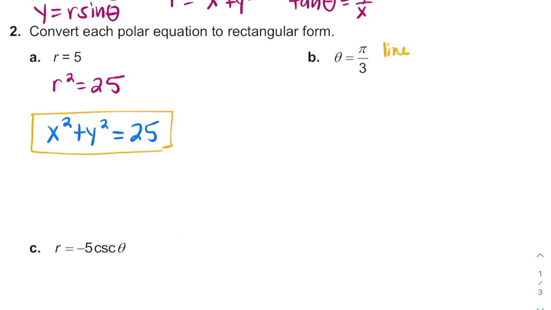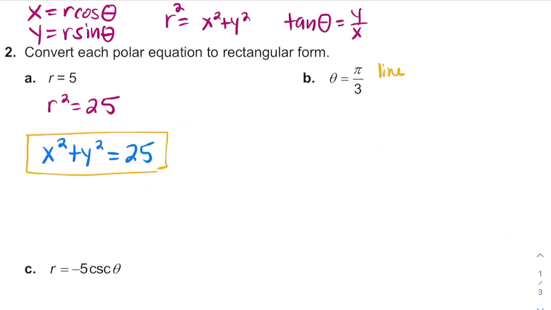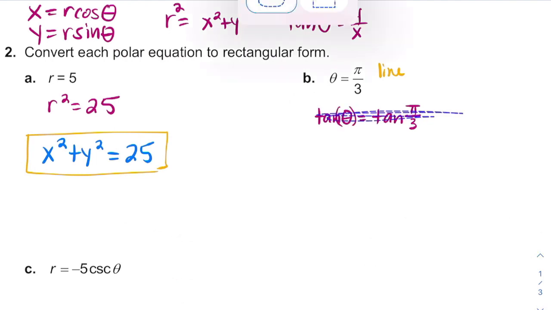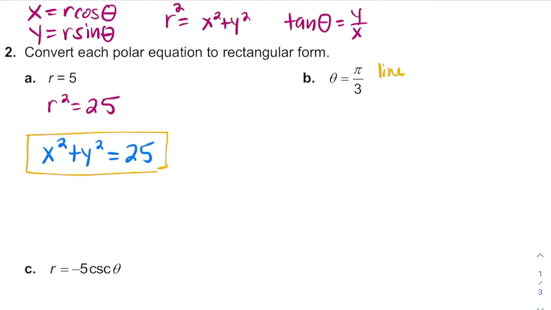And so currently, I have theta, but I don't have a tangent around it. What I can do is I can make this tangent of theta is equal to the tangent of pi over 3. What I'm doing is I am taking the tangent of both sides. Let me put parentheses around that so it's a little bit easier to see. So let's rewrite that. So we'll add tangent in. The tangent of theta is equal to the tangent of pi over 3.